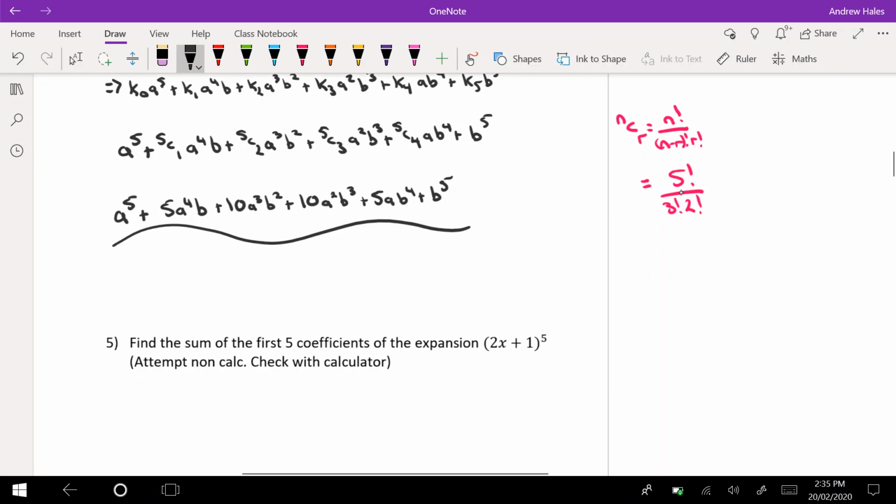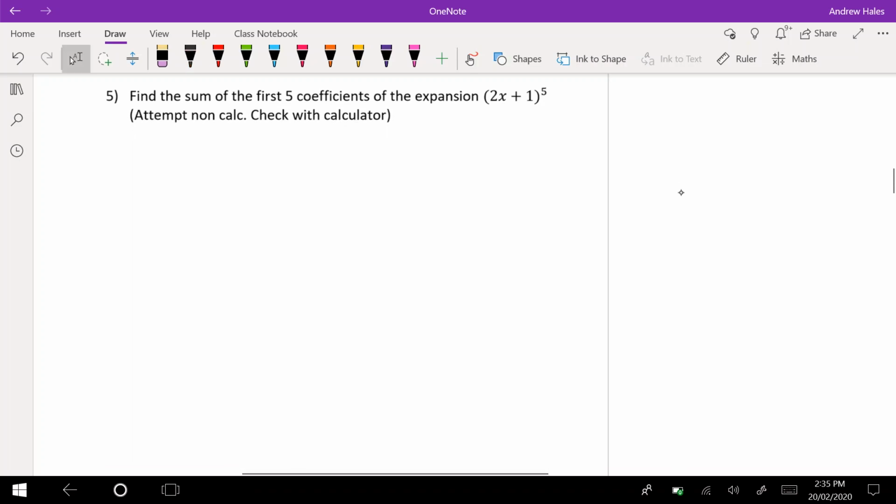Now the next question: find the sum of the first 5 coefficients of the expansion. Now attempt non-calc and check with a calculator. I did this without a calculator, so I'm really hoping you guys do this without a calculator as well. But let's just go about it. It's going to be the same exact form that we wrote the first one.